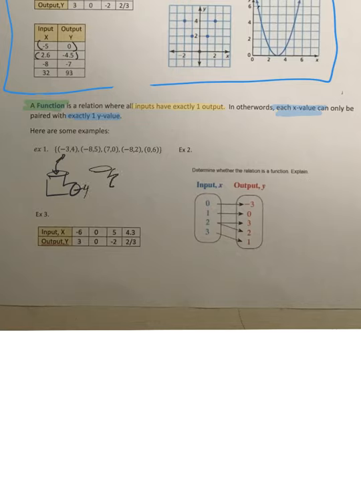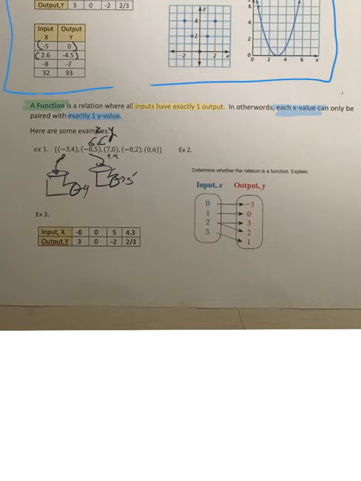Now you have the same machine, but now you have -8 going into the machine and you have 5 coming out. So you have what's going into the machine and what's coming out. Your X is what's going in and your Y is what's coming out. And then you have 7 going into the machine and 0 coming out.